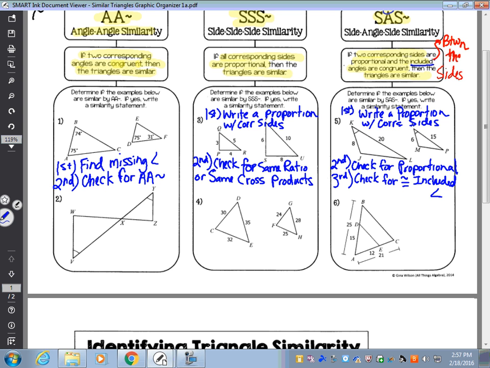Okay, so how do I find the measure of angle C if I know the other 2 angles? Yeah, the sum of the angles in a triangle always equals 180. So if I know A is 75 and B is 74, then if I add those up, I get 149. Then could I find the measure of angle C? What would I need to do? Yeah, subtract 149 from 180. What would that give me? 31. So we're going to put that measure in there.